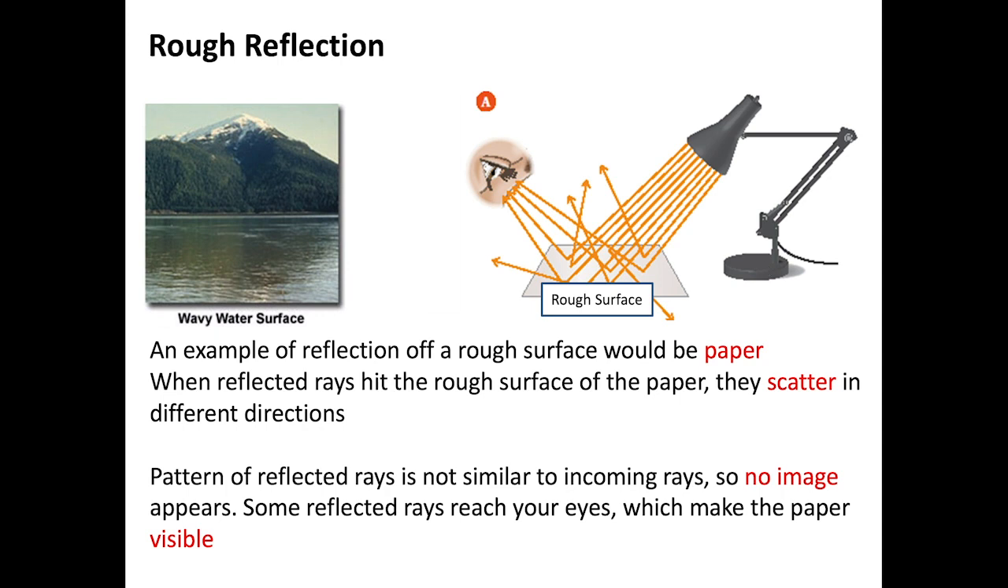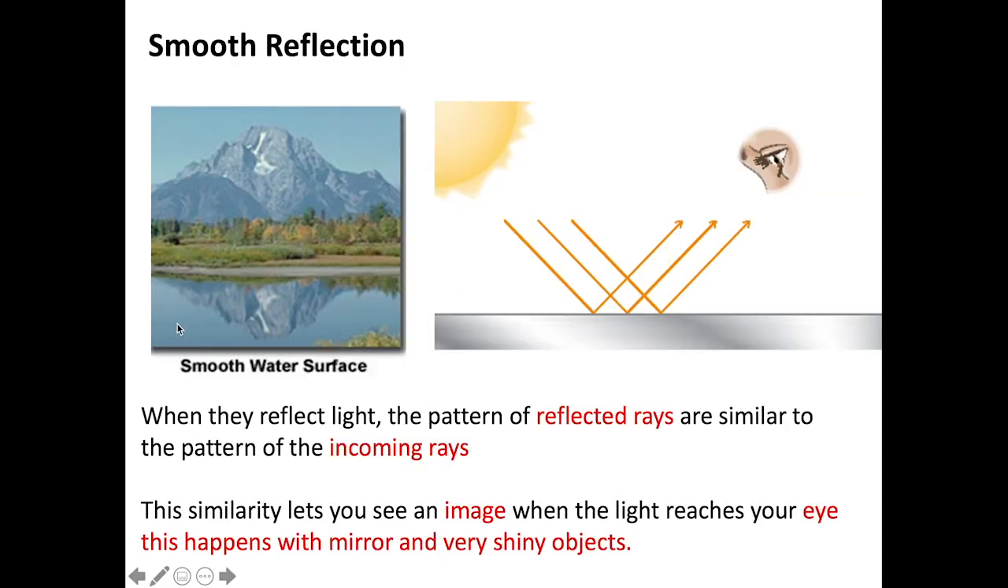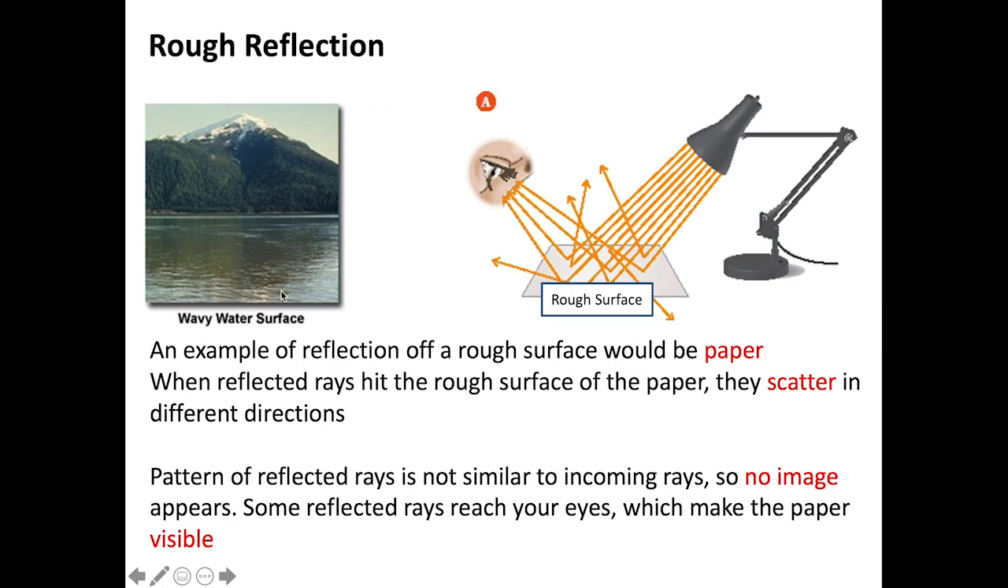Rough reflection. This is a nice contrast to that previous photo. So very smooth water, very, very perfect reflection. This water is a little bit wavier and bumpier. It's showing a little bit less of a specific reflection.